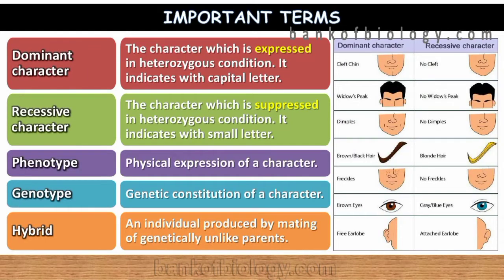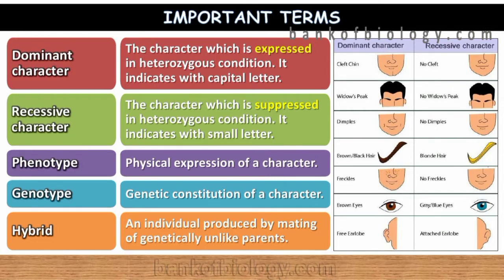What do you mean by dominant character? The character which is expressed in the heterozygous condition, which shows its features, is called a dominant character. It is always indicated with a capital letter. Recessive character, the character which is suppressed in the heterozygous condition, means which does not show its properties, is called a recessive character. It is always written in a small letter.